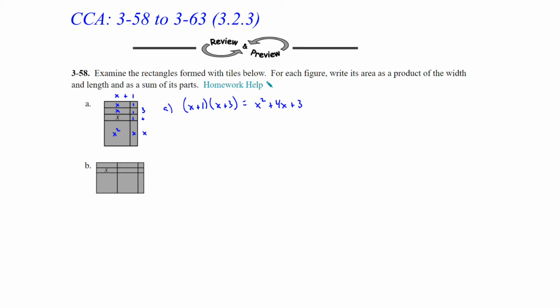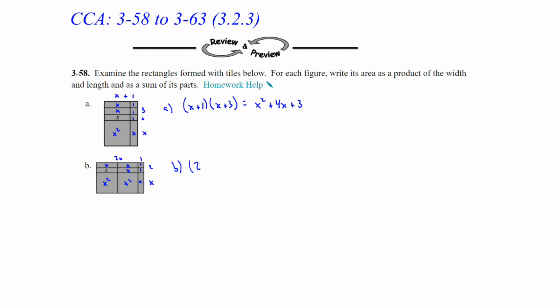For part B, once again, we can label the x tiles, the unit tiles, and then this one we have 2 x squared tiles. So the length and width would be x plus 2, and then we have 2 x's, so that's 2x plus 1.